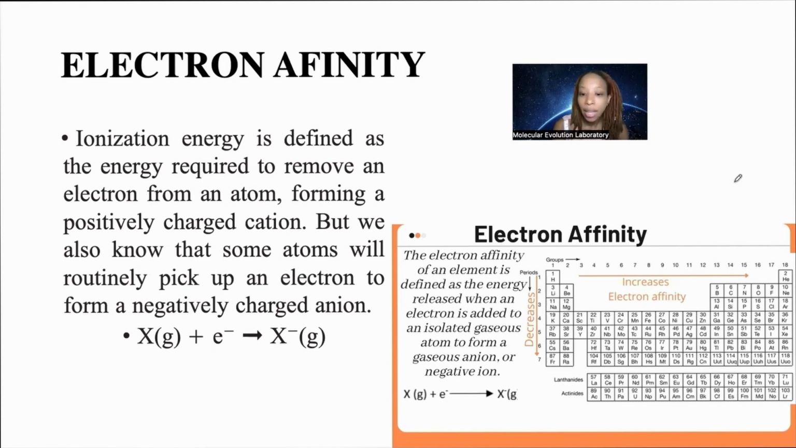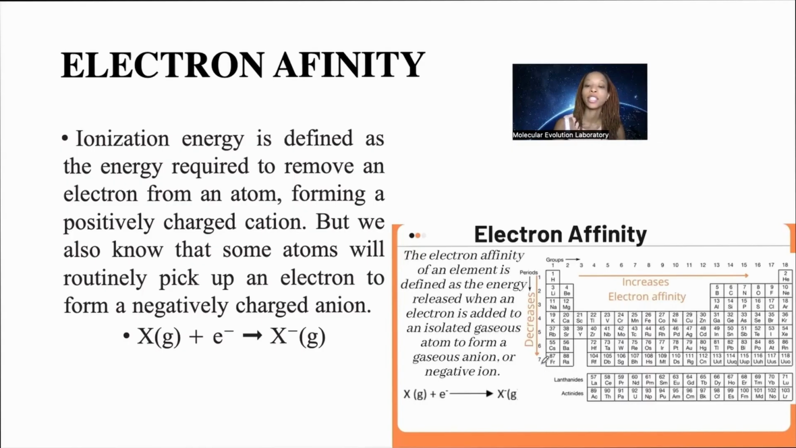The electron affinity of an element is defined as the energy released when an electron is added to an isolated gaseous atom to form a gaseous anion, or a negative ion. So the gas plus an electron gives you an anion. There is a decrease in electron affinity in this direction and an increase in affinity toward this direction.